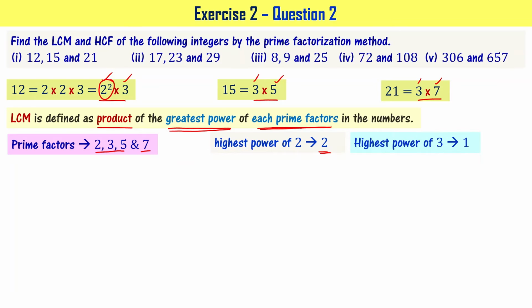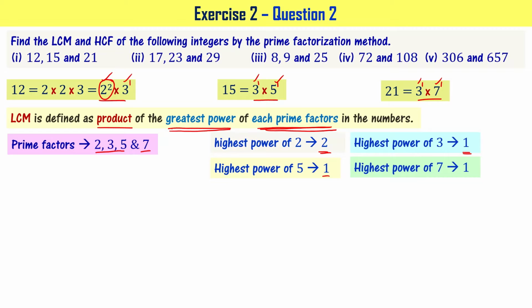Highest power of 3 is 1. Wherever you consider, the highest power of 3 is 1. Now the highest power of 5 is also 1. Then the highest power of 7 is also equal to 1. Now we have the prime factors and their highest powers. Now we have to write the product of those numbers.